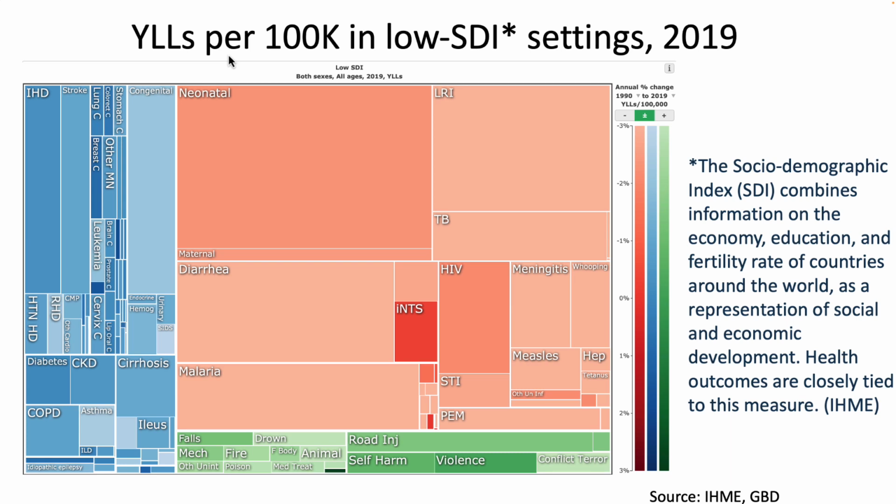So this slide shows only those countries with a lower sociodemographic index, or SDI. The SDI combines information on the economy, education, and fertility rate of countries. So it's not just the income level of the country. And this index, it turns out, is closely linked to health outcomes. In these low SDI settings, the majority of years of life lost per 100,000 are due to infectious causes, shown here in red.